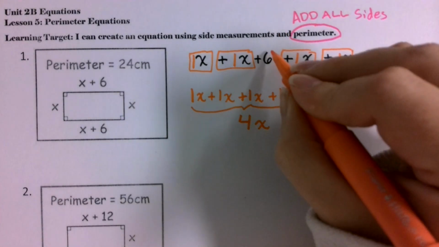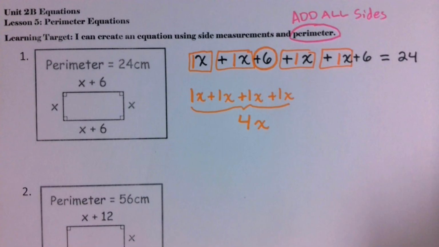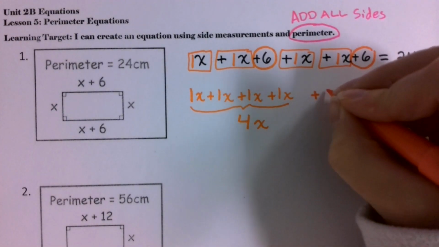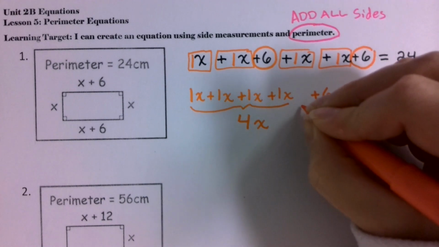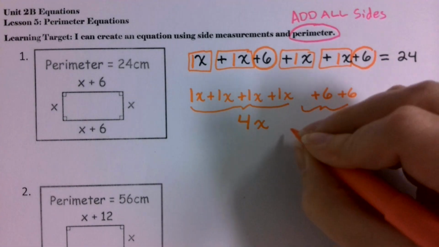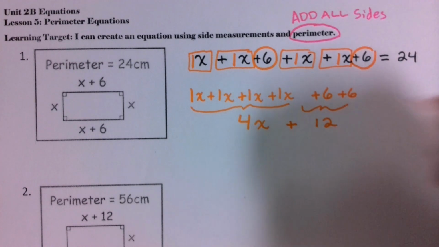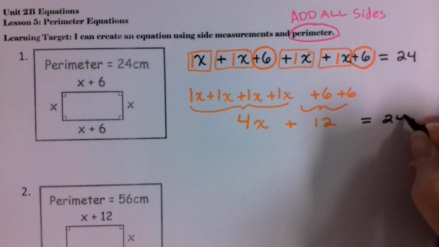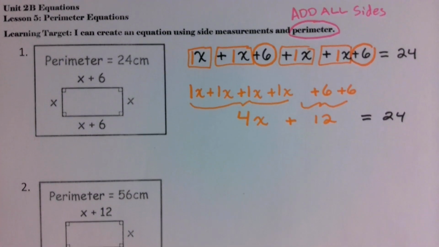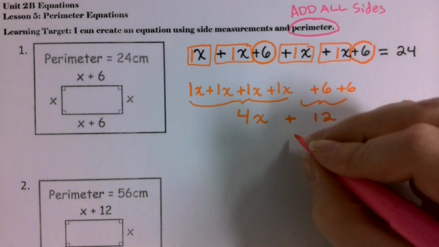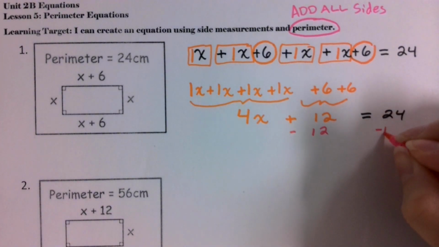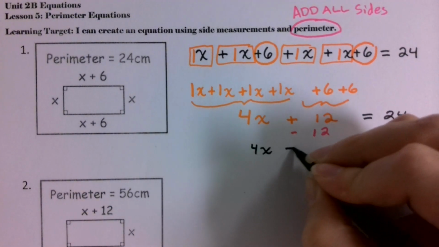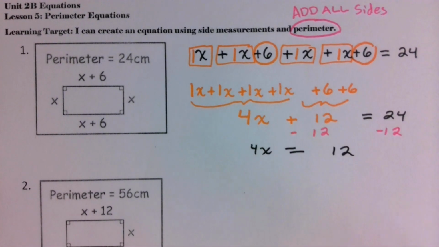I also have like terms, so I'm going to put a circle around the positive 6 and a positive 6. So I have a positive 6 and a positive 6 that I can combine together. When I combine those together, it's going to give me a positive 12. And the whole thing is still set equal to 24. Now I can start solving. I can subtract 12 from both sides. That's going to give me 4x is equal to 12.